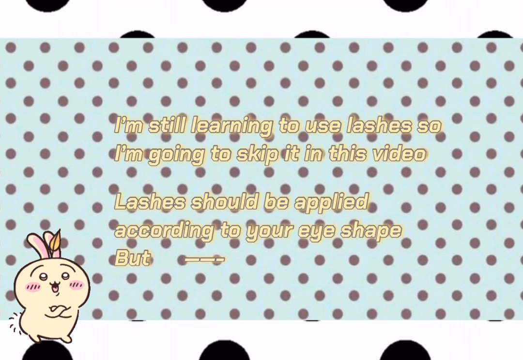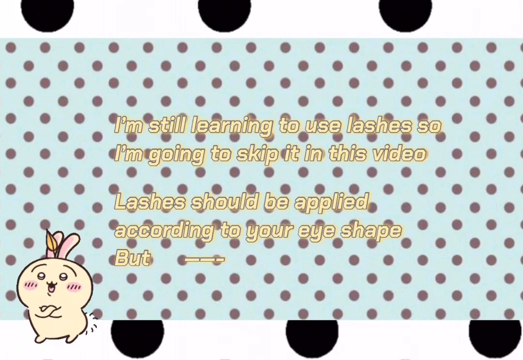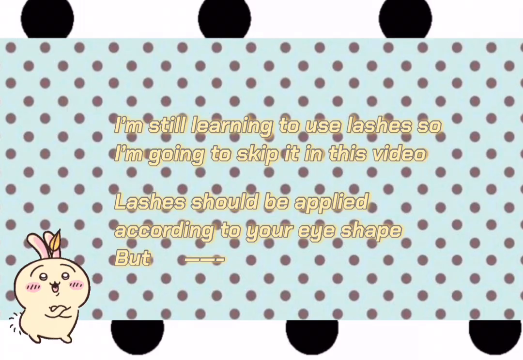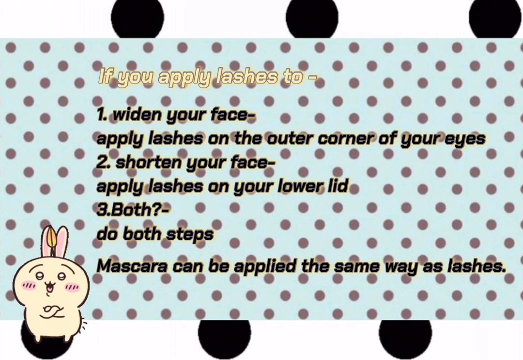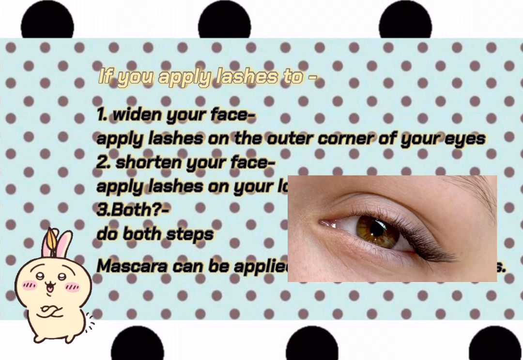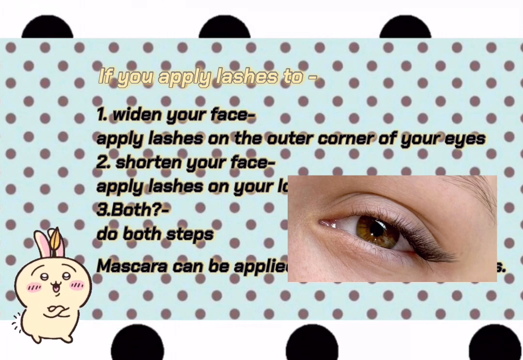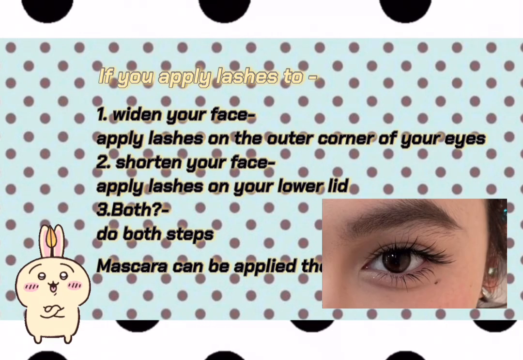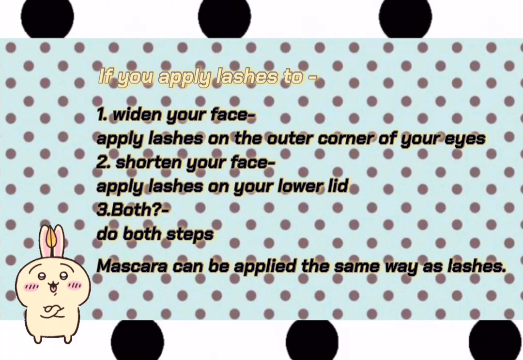I am still learning to use lashes, so I am going to skip it in this video. Lashes should be applied according to your eye shape. But if you apply lashes to widen your face, apply lashes on the outer corner of your eyes. And to shorten your face, apply lashes on your lower lid. Then do both steps. Mascara can be applied the same way as the lashes.